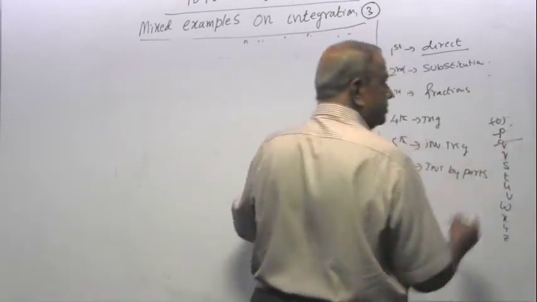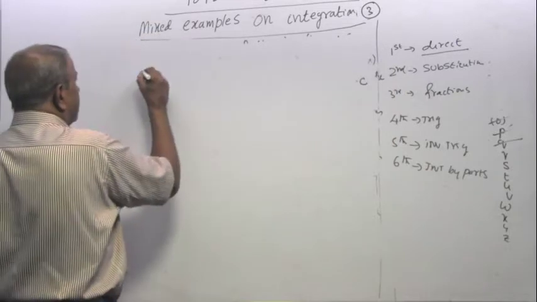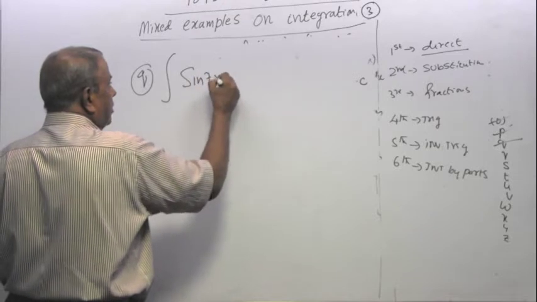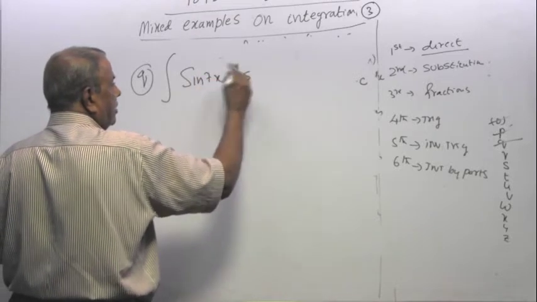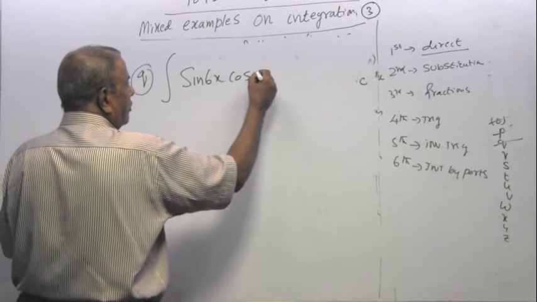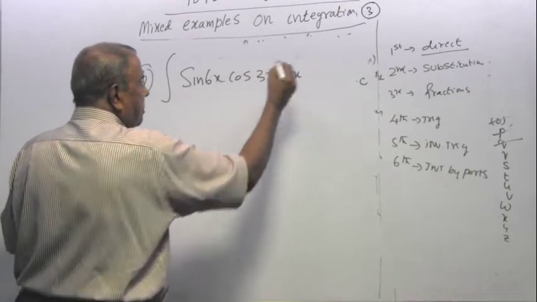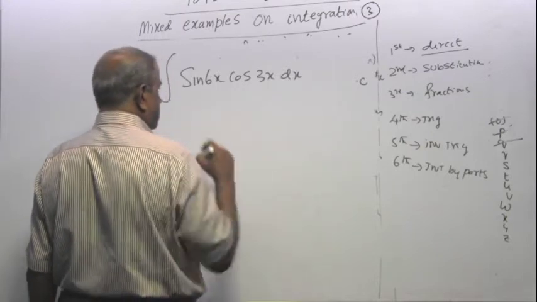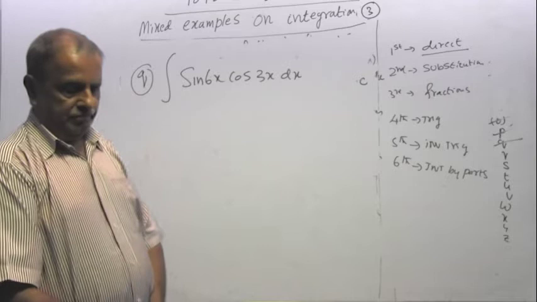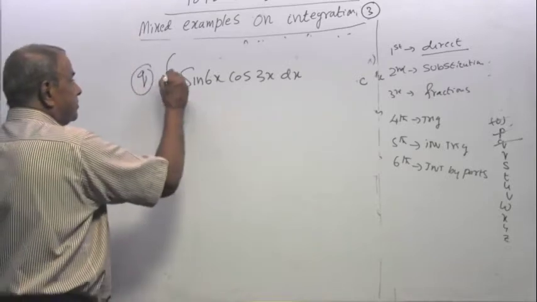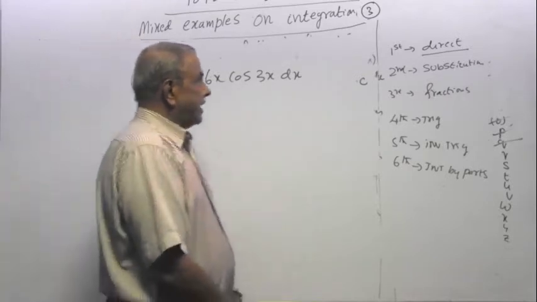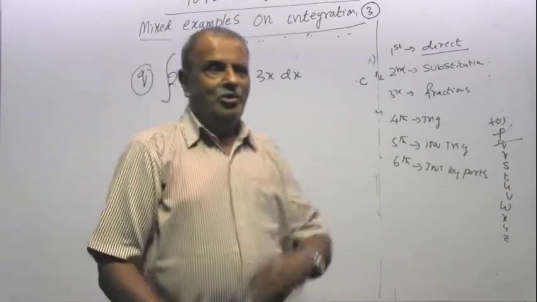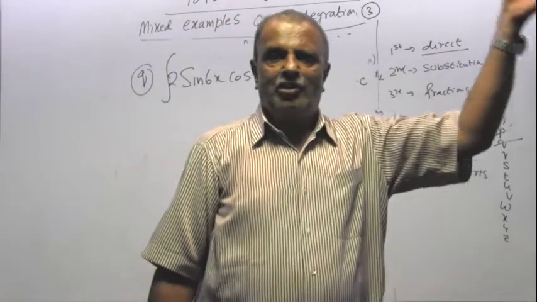Now I'm doing Q. Q is integral sine 6x cos 3x dx. Can't integrate directly, can't use substitution, can't use fractions, trigonometry. You have of the type sin A cos B.